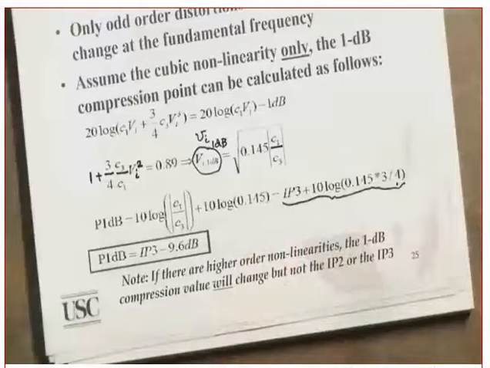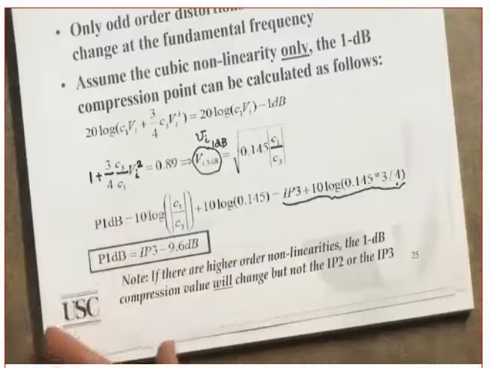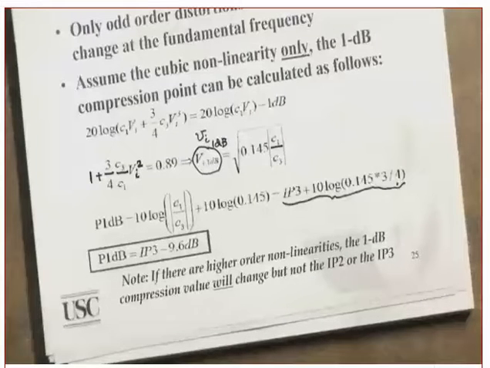Because for IP3 we are talking about 3rd order intermodulation. Clear? Higher order will give you what? If you take, for example, the 5th order, it will give you the 5th order intermodulation component, not the 3rd order intermodulation. Not sure you are getting this. Are you getting this or not? Yes or no?